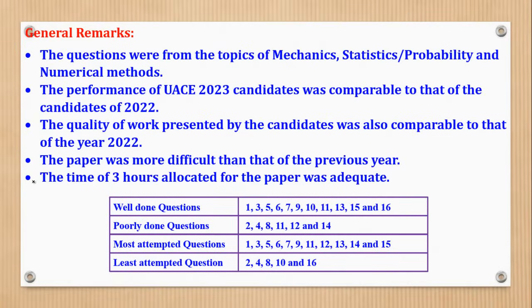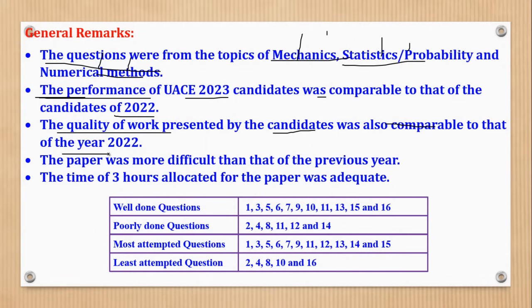Okay, so general remarks. The paper questions were from topics of mechanics, statistics and probability, and numerical methods. I think you have heard me say mechanics, statistics, numerical methods. Three come from mechanics in section A and also three in section B. Statistics and probability, three in section A, three in section B. Numerical, two in section A, two in section B. Then the performance of the year 2023 was comparable to that of the year 2022. The quality of work presented by candidates was also comparable, meaning there was a slight change.